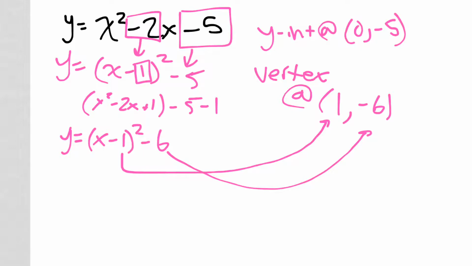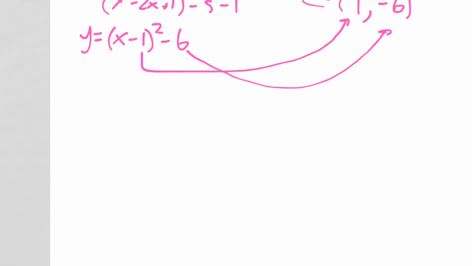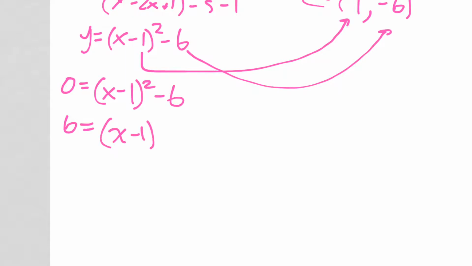Let's find our x-intercepts. And to do so, we're going to set this equation equal to 0, because if you think about how we found the y-intercept, we set x equal to 0. So to find the x-intercepts, we set y equal to 0. So 0 equals x minus 1 squared minus 6. And we're going to solve this for x. So we need to add 6 to both sides. So 6 equals x minus 1 squared.